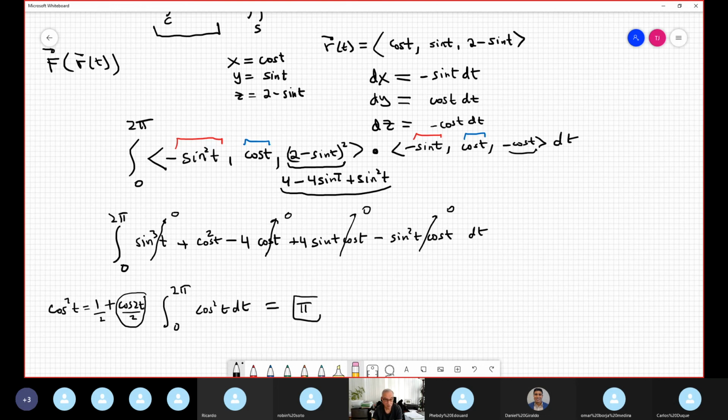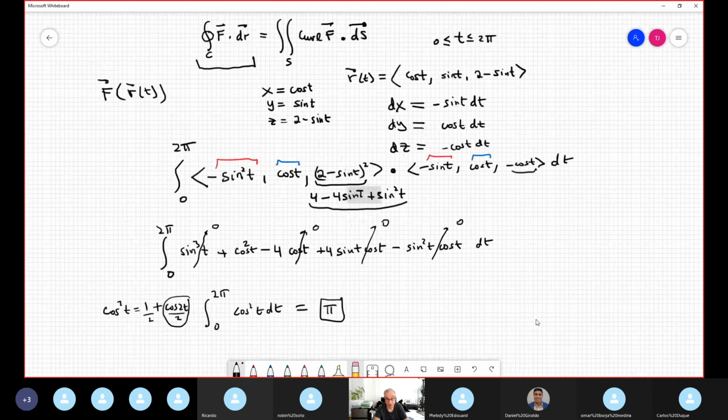Wow. The answer is pi. This is doing the problem from the point of view of the line integral. Do you see? I am using, you know. Okay, if you want, you spend a lot of time.